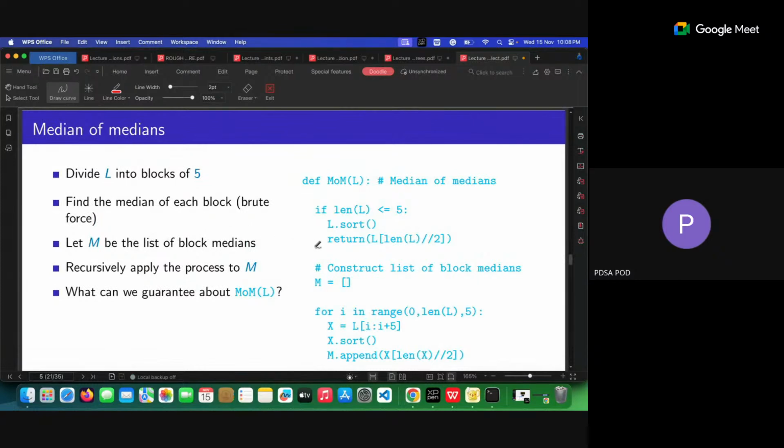See, if the number of elements in the list is 5 or less, we sort it and return the middle element. The median is nothing but the kth element; the kth element is considered as the median. Simply, less than or equal to 5 means we return it.